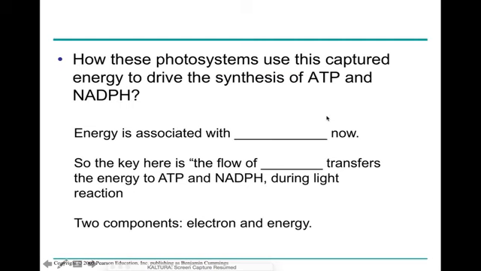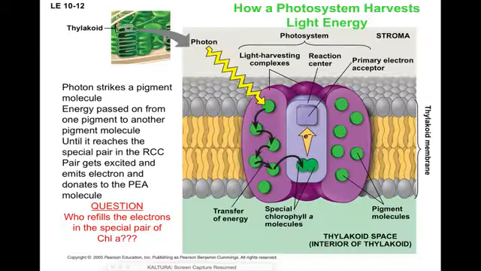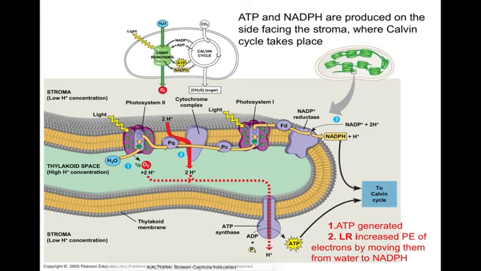Try to fill in these questions, guys. This is not extra credit. This is just for you to know. How the photosystems use captured energy to drive the synthesis of ATP and NADPH. Now I want you to pause the video and try to explain that entire process that I covered. And this is the picture that you guys are using for your extra credit.